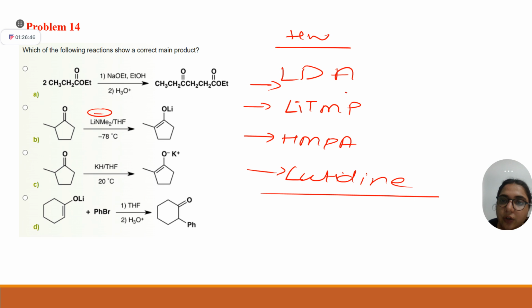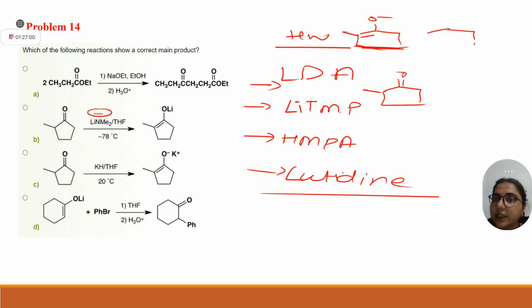So there are two enolates possible in these cases. One is this product, and one is this product. Among A and B, student, which is more stable? A and B, which enolate is more stable? Tell me, is it that hard? What happened?